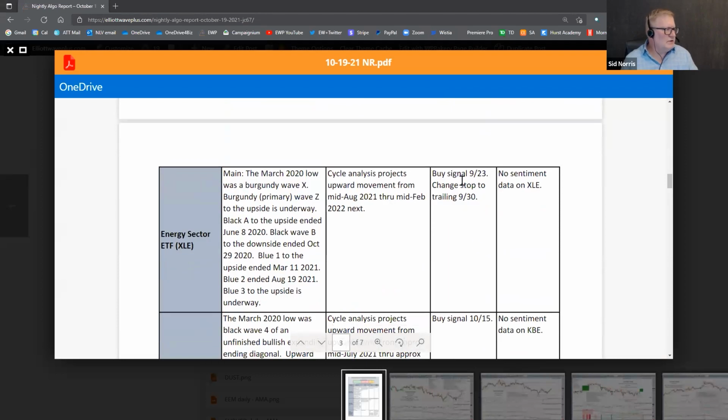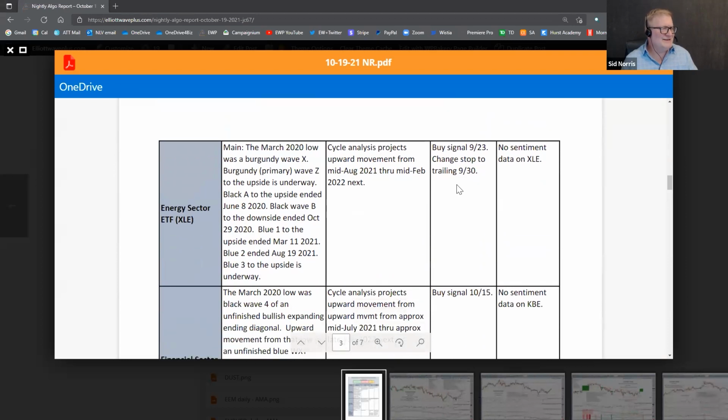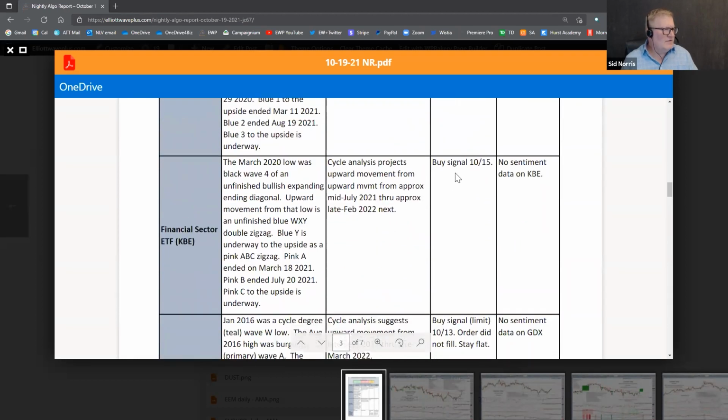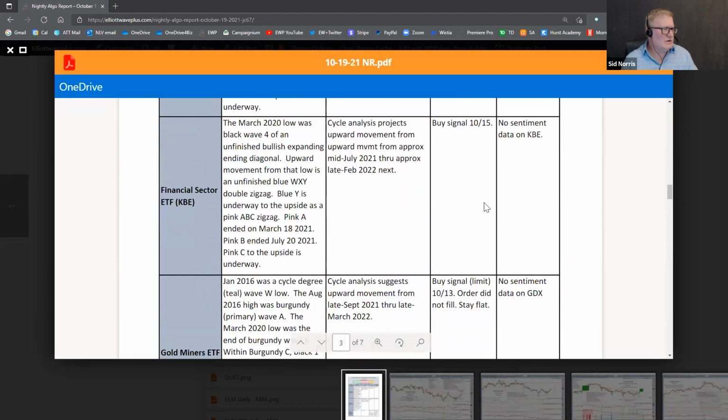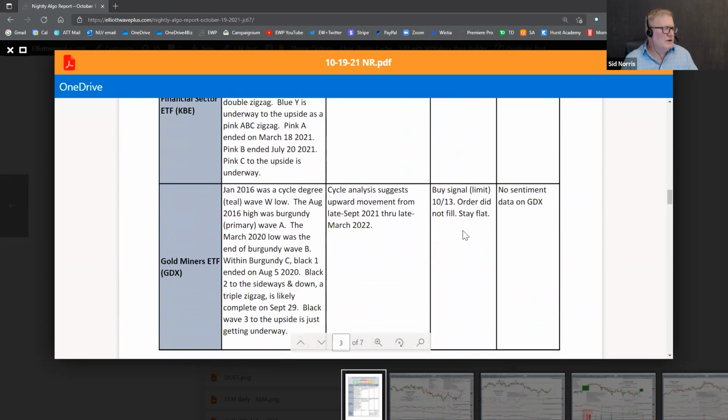On the energy sector, there was a buy signal on September 23. It changed the stop to trailing on the 30th, and it's still in the trade. It's still not exiting the trade. Financial sector, there was a buy signal on October 15, and so on and so forth.